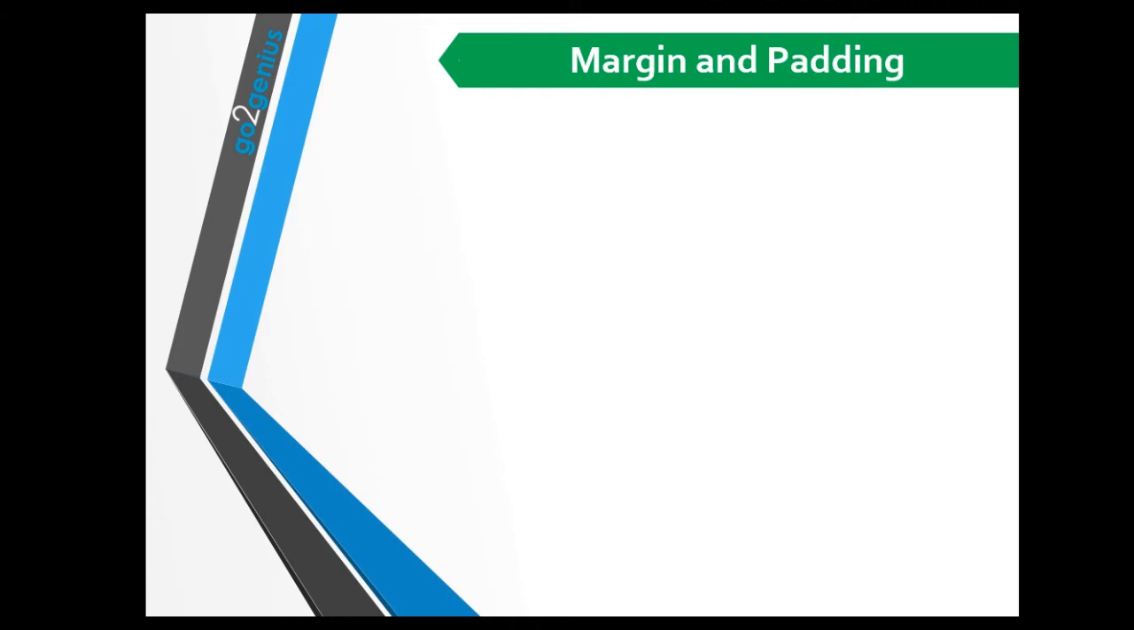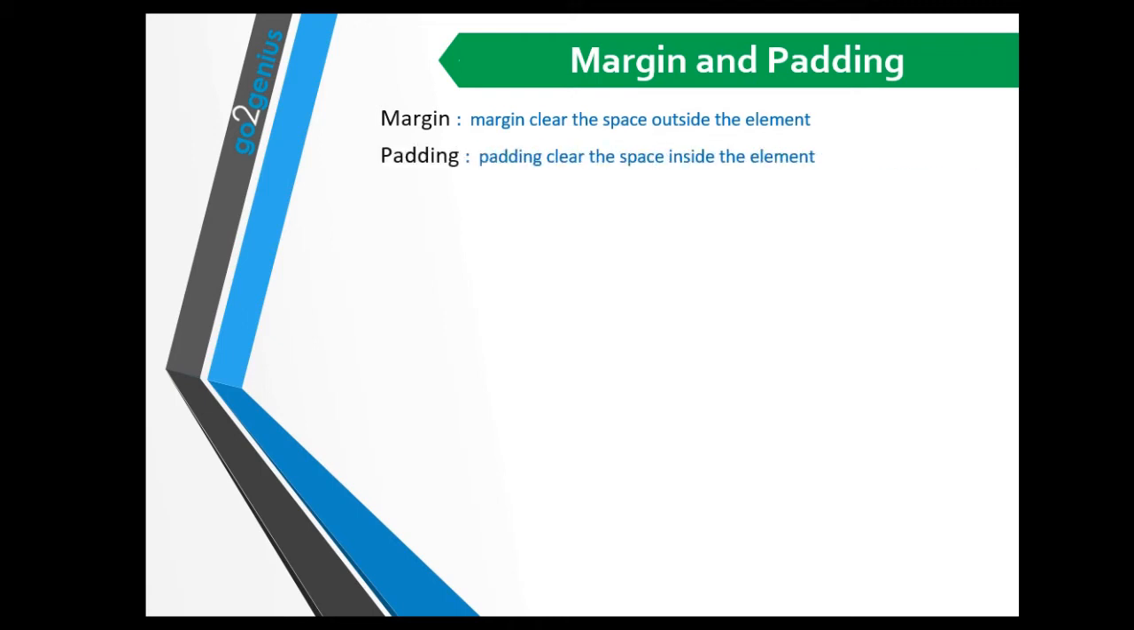First, what is the margin? Margin clears the space outside the element. Same as we have padding. What is the padding? Padding clears the space inside the element. So padding is just the opposite of margin. Padding clears the space inside the element.